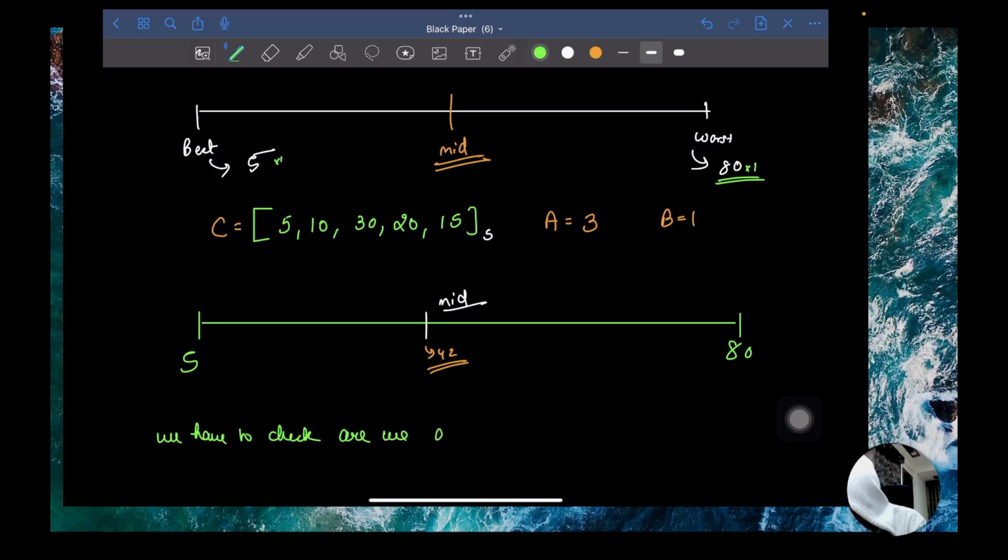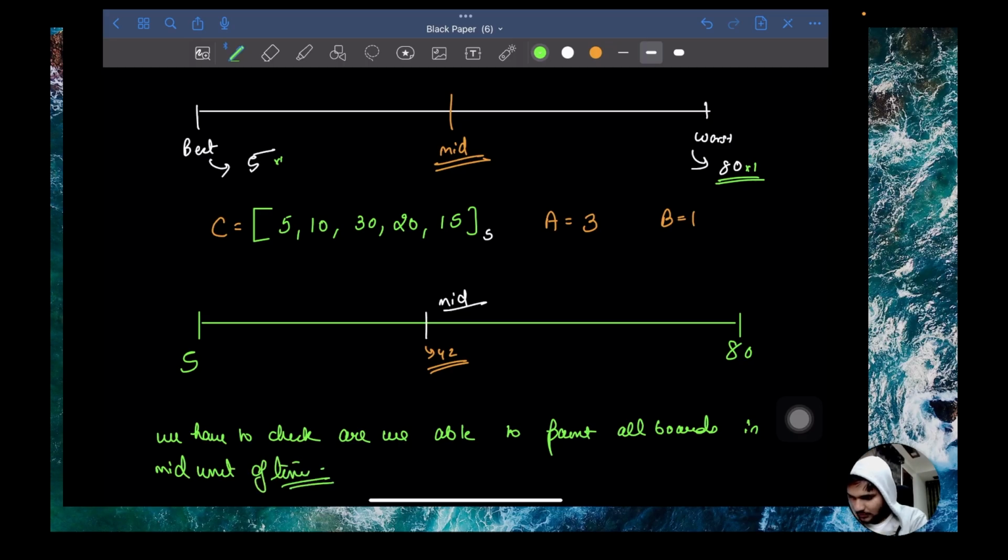Are we able to paint all boards in mid unit of time? Okay, cool.